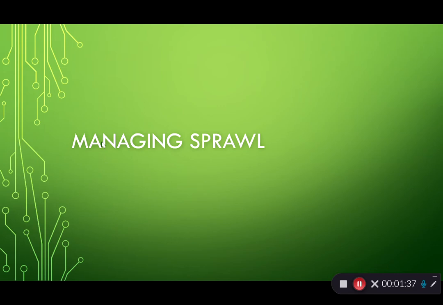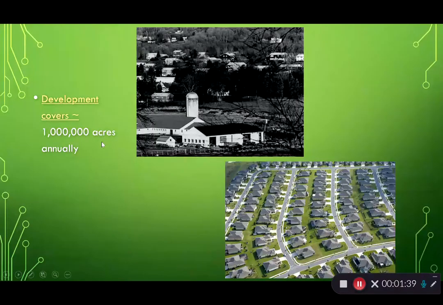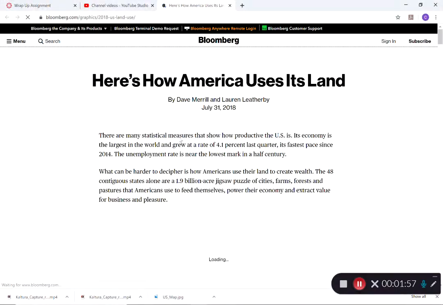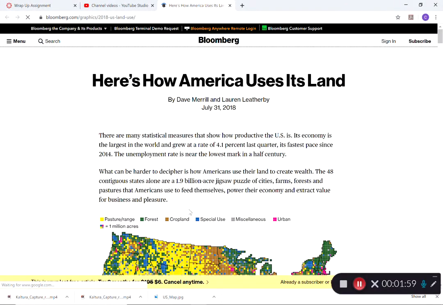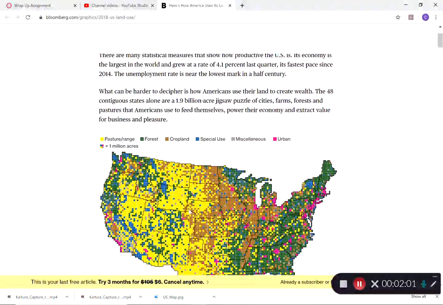So moving on here, talking about sprawl. Our development covers about 1 million acres annually, so that means 1 million acres of currently undeveloped land gets built on every year. So our footprint is expanding by about 1 million acres every year. This website here from Bloomberg is a cool way to visualize what that looks like.